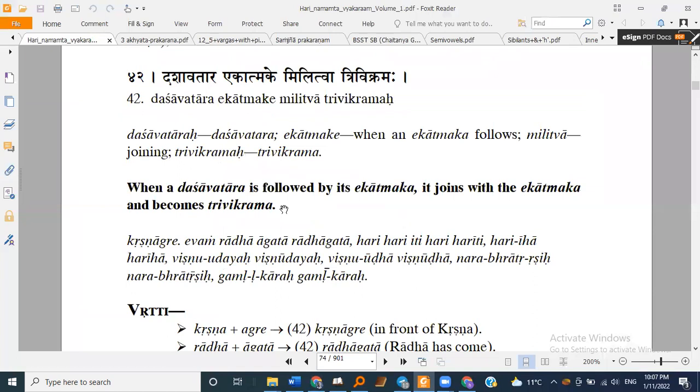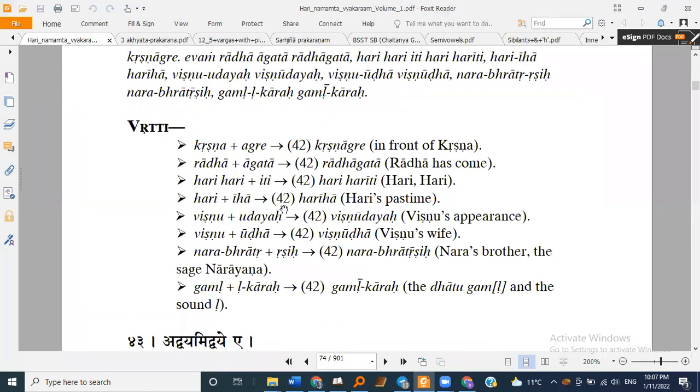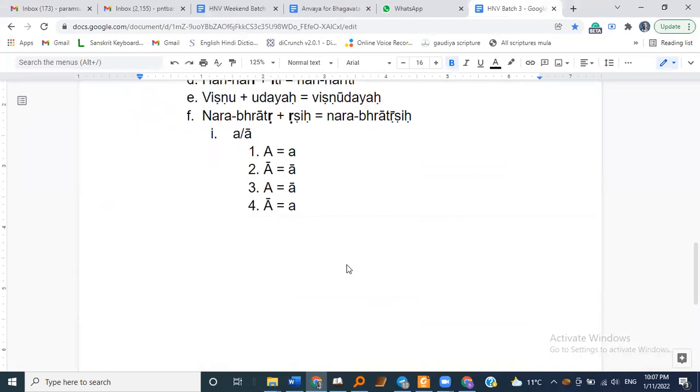And it is very frequently used in the scriptures. Any examples, any words you can think of from any shloka or anything you studied, which has this sandhi, Dashavatare Katmake Militva Trivikrama? Niyamagraha. Yeah, Niyamagraha is one, right? So what are the two words there? Niyama and agraha.